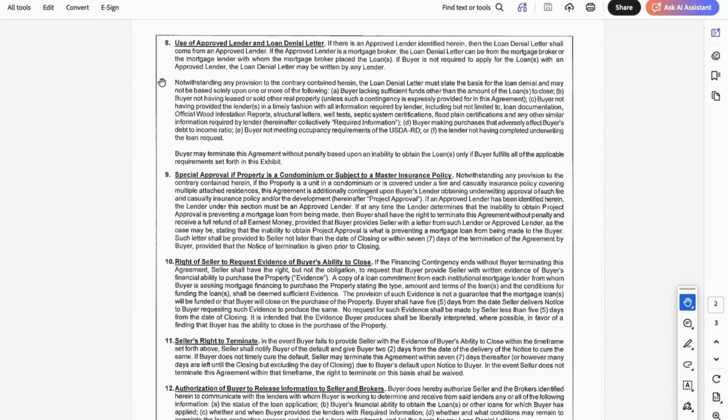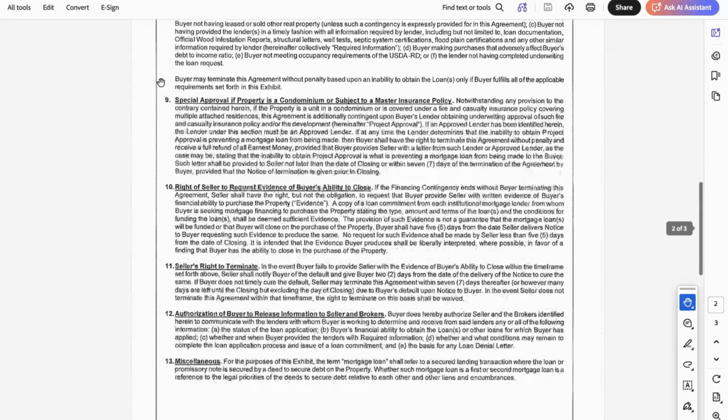Buyer cannot terminate based solely on not having enough closing funds other than the loan amount, not selling another property unless the contract says so, failing to provide required documents, making a new purchase hurting their DTI or debt to income, failing USDA occupancy requirements, or the lender simply not finishing underwriting. Buyer must cooperate and act in good faith.